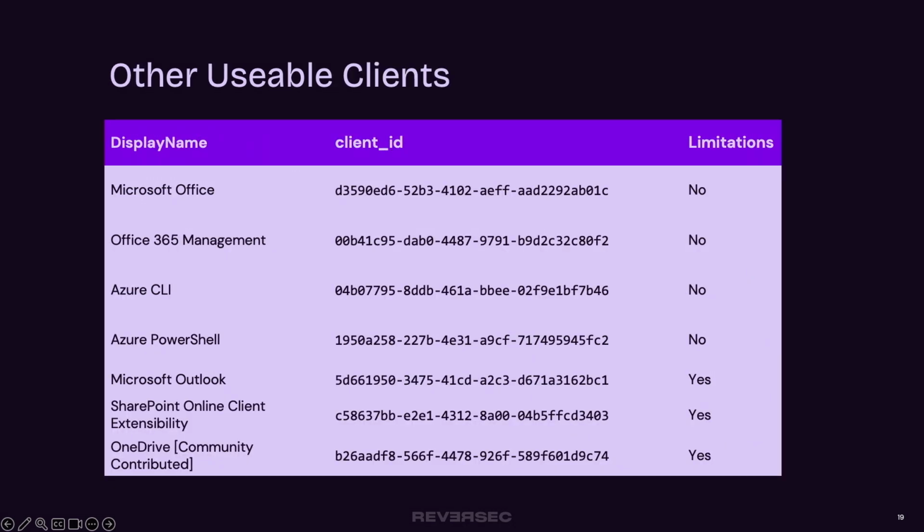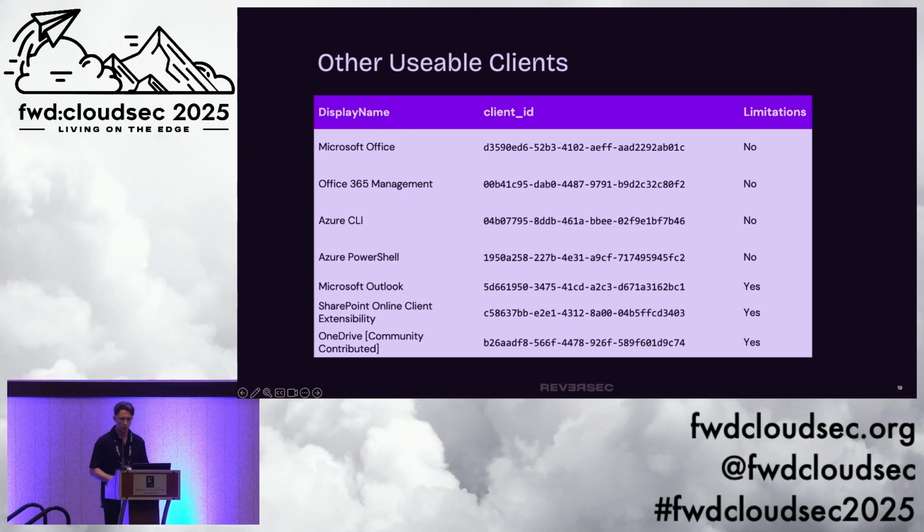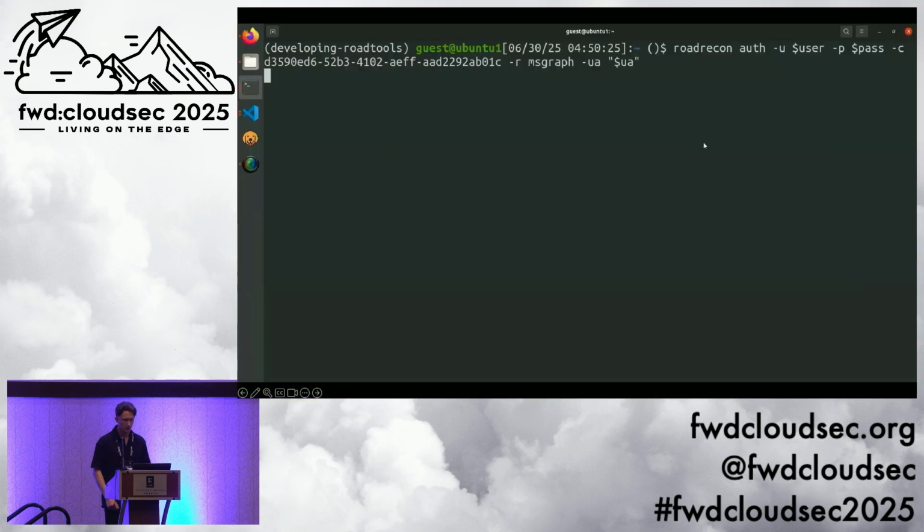So some other usable clients I found, as well as Microsoft Office, are listed here. A few of them do have some limitations. Microsoft Outlook, OneDrive, and Azure Active Directory Connect don't have the pre-consented permissions in order to enumerate conditional access policies and authorization policies, and the SharePoint Online Client Extensibility module can't get conditional access policies either.